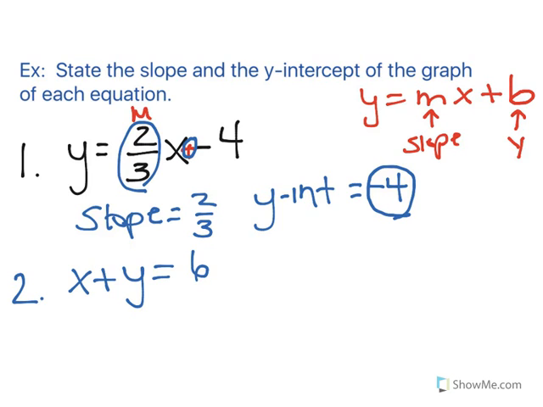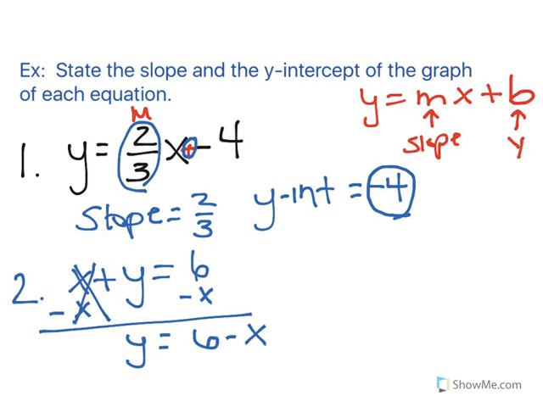Okay, so the next one says x plus y equals 6. Right away, this is not in slope-intercept form, so we need to change that. We need to have just a y on one side of the equation, and x and any other thing on the other side. So I need to move this part over. I'm going to subtract x from this side and subtract x from this side. That crosses this out, and I'm left with y equals 6 minus x.